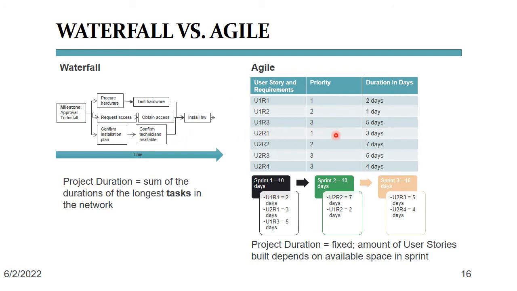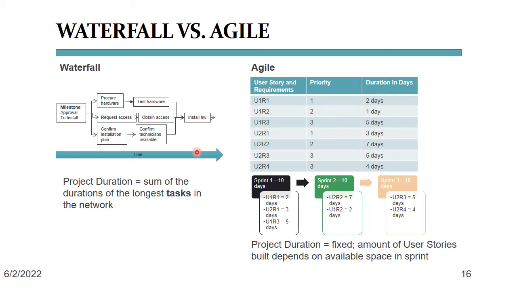U2R1, and U1R3. Both U1R1 and U2R1 are at priority level 1 and at 5 combined workdays. Now we have to find one or more tasks of the highest possible priority that could fill out the remaining 5 days in this sprint.